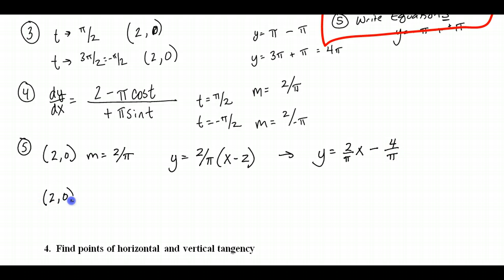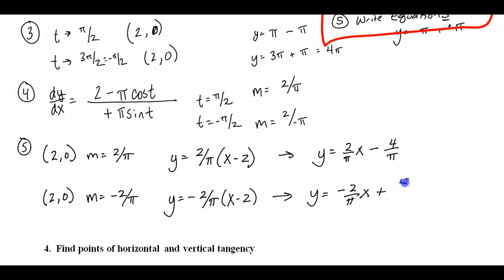We also know at the point 2, 0, we could have a slope of negative 2 divided by pi. Well, then y minus 0 again equals our slope, negative 2 divided by pi, times x minus 2. Therefore, y is equal to negative 2 divided by pi x plus 4 divided by pi.